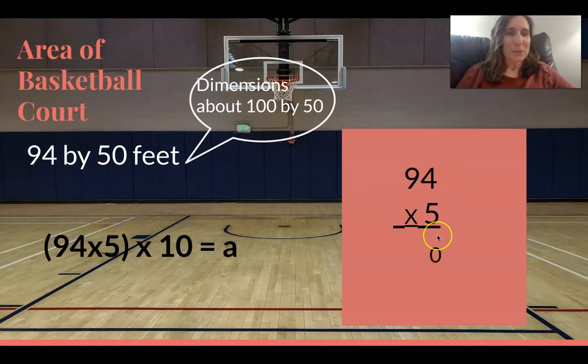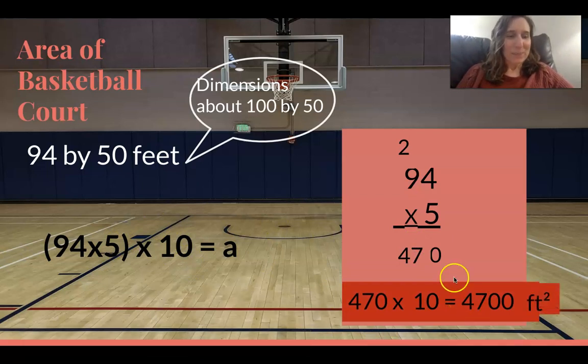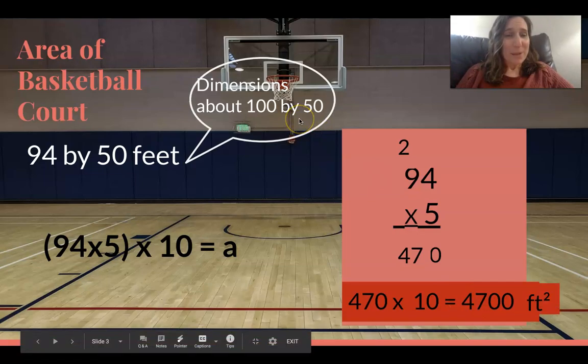4 times 5 is 20. We carry those 2 tens up here. 9 times 5 is 45, plus 2 is 47. Remember, we're thinking of this as 90 times 5 is 450, plus 20 is 470. And then remember that we also have to multiply that by 10, and we get 4,700 square feet. And that's about 5,000. That was about our estimate.